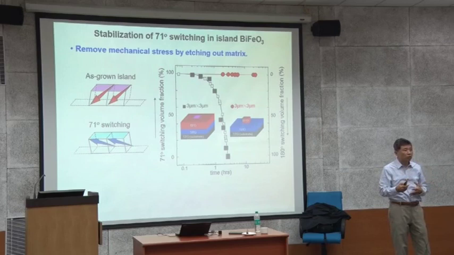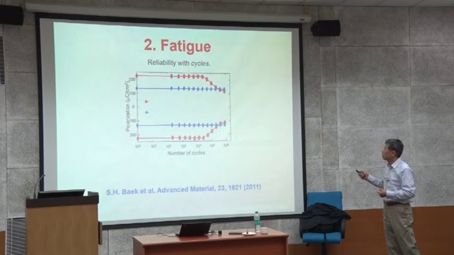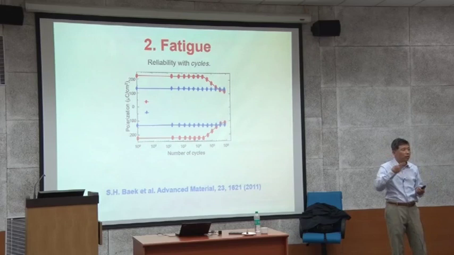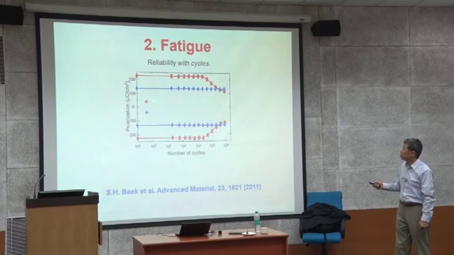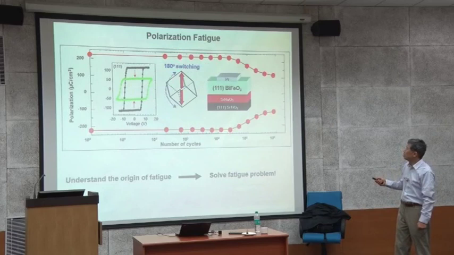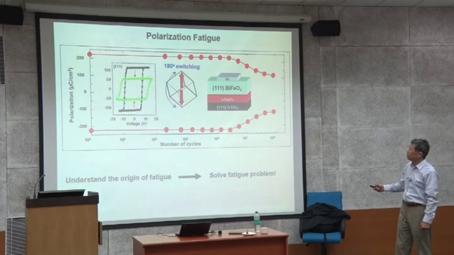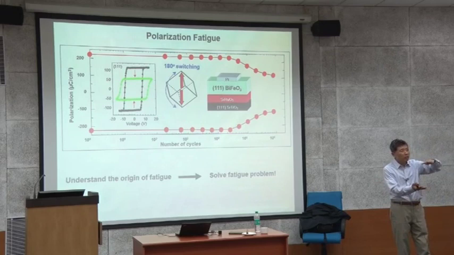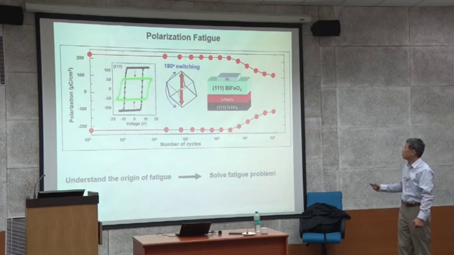Next I'm going to talk about the fatigue issue, which is when you switch back and forth multiple times and you lose the information. So that's a reliability issue with cycles. Initially, some of them have no fatigue and some of them have fatigue. How do you study the fatigue in this system? You look at the operation fatigue in this 1-1-1 system. Initially you have a large variation, but over time you get a reduced variation. That means it gets looser and looser, and eventually you lose all the information. So why did this happen?